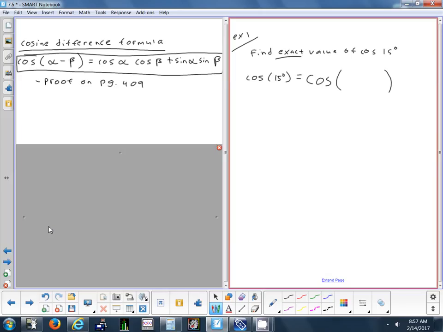Well, do we know how to work with angles that are multiples of 15, off the top of our head? No, but what angles do we know how to work with, or we should have memorized? 90. Those 45, 60 ones. All right, so multiples of 45, and what other number? Multiples of 30. So if you pick angles that are multiples of 30 and 45, those are easy to work with. So 45 minus 30. Yes.